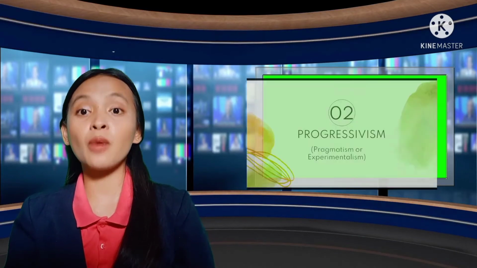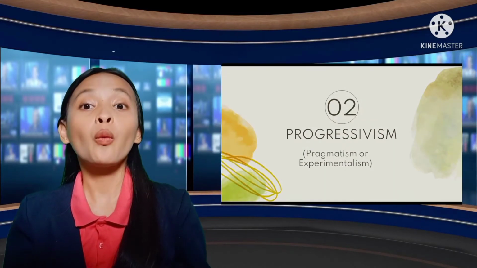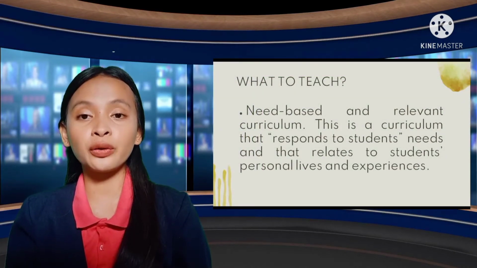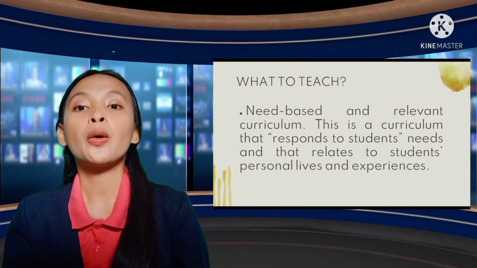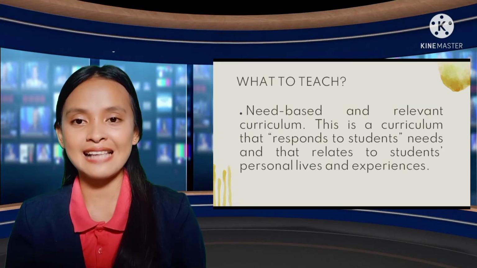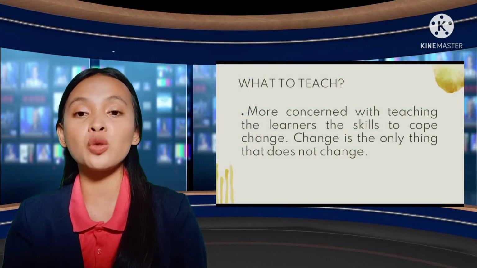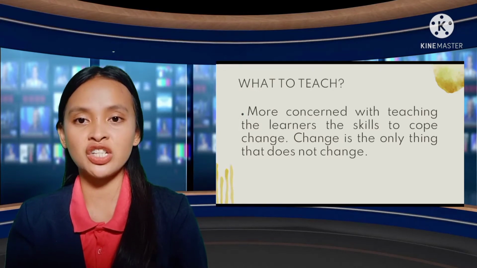Next up is progressivism, or pragmatism, or experimentalism. What to teach? Need-based and relevant curriculum. This is a curriculum that responds to students' needs and that relates to students' personal lives and experiences. It is more concerned with teaching the learners the skills to cope with change. Change is the only thing that does not change.